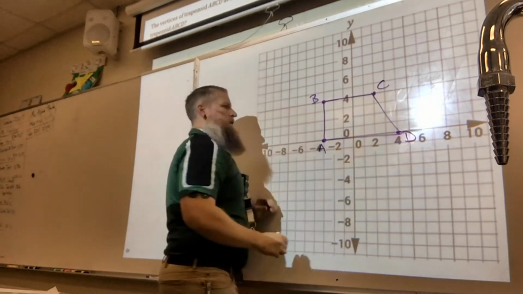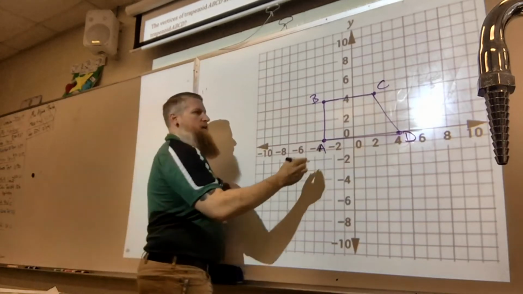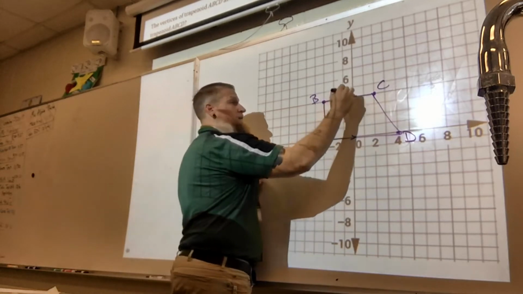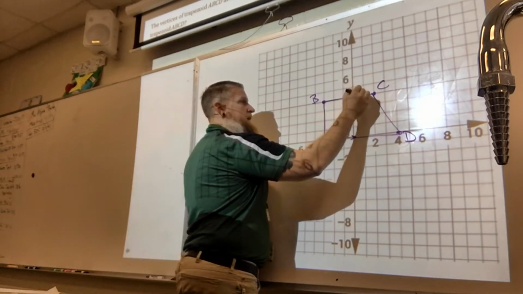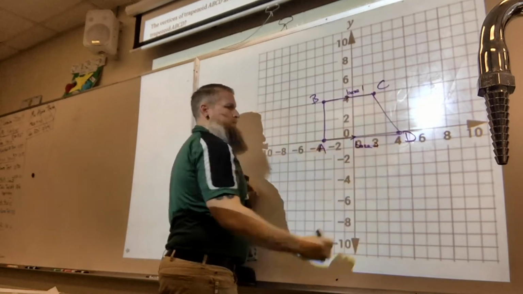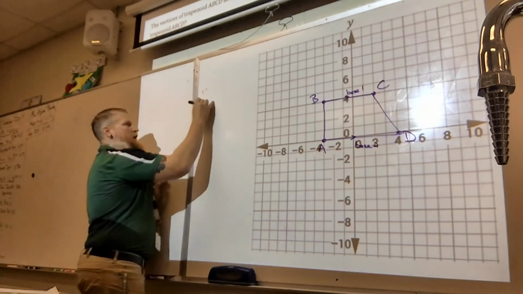Okay. They already told me it's a trapezoid, but I could look at it and tell because I have those two sides being parallel, which means that's base 1, that's base 2. Which again matters because remember the area formula?